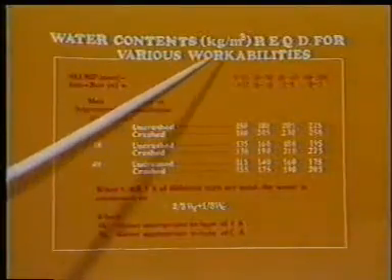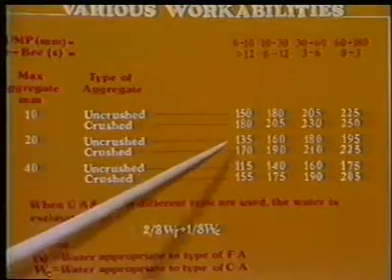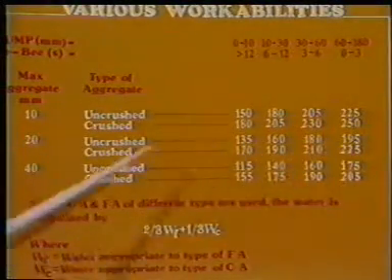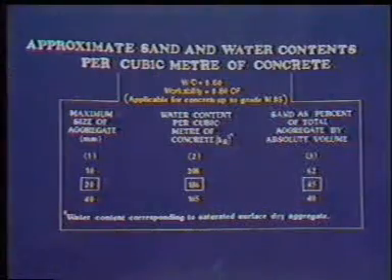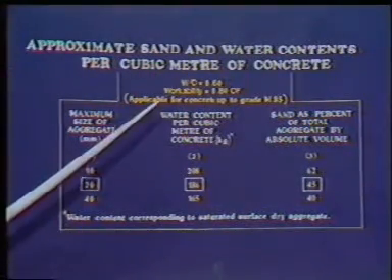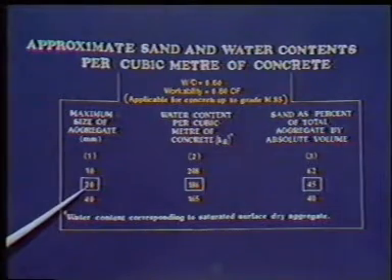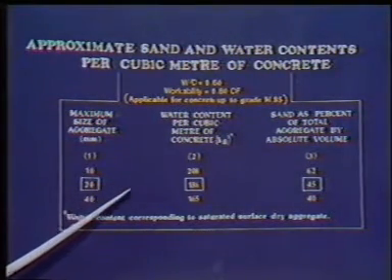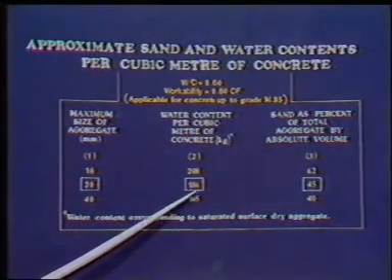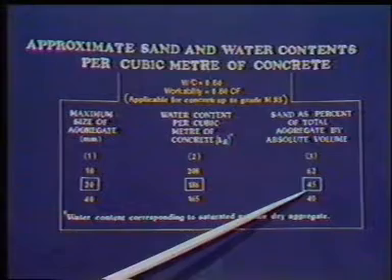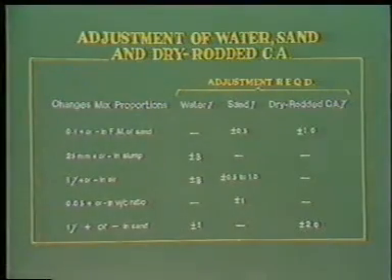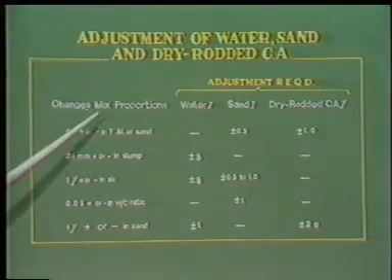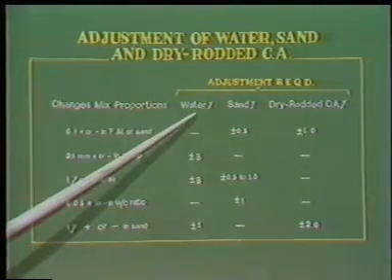Indian Standard Special Publication 23 also provides a table of requirements of water and sand proportions for water-cement ratio of 0.6, compacting factor of 0.8, and sand of grading zone 2. These requirements can also be modified for other sets of conditions.